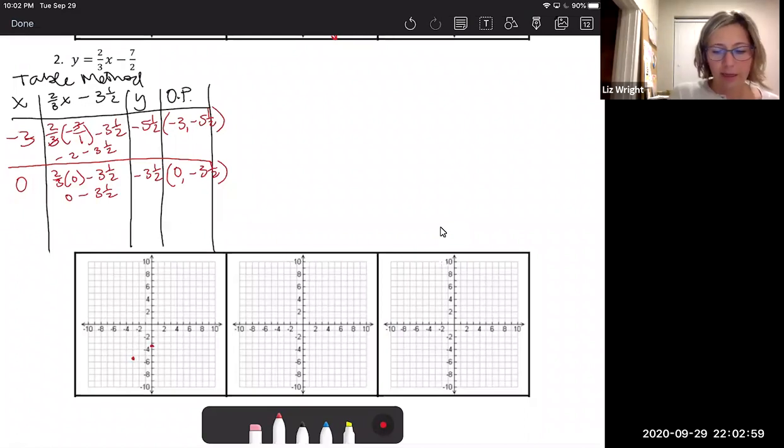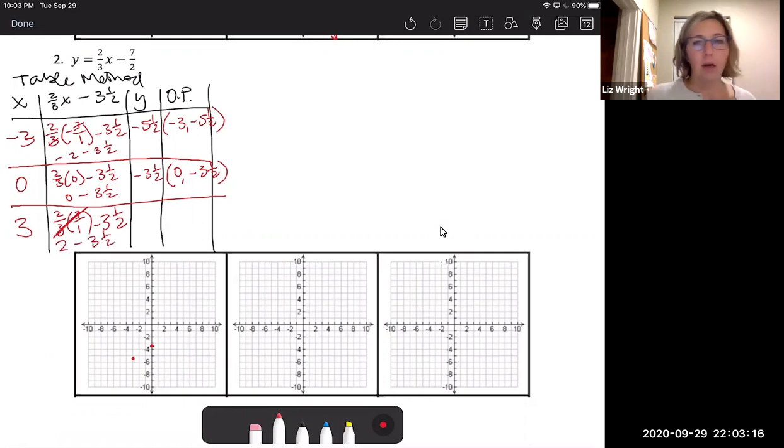And then our last one is going to be a +3 that I'm going to do. And so it's going to be 2/3 times +3 over 1 minus 3 1/2. The 3's here are going to cancel. Then we're going to have 2 minus 3 1/2. You're welcome to put that in your calculator, or you can just think about it and say, okay, if I have 2 and I'm going to take away 3 1/2, well, how many do I have left now? It's going to be -1 1/2.